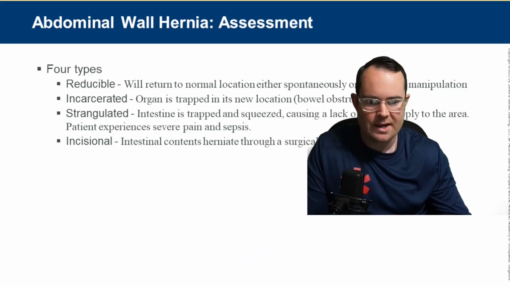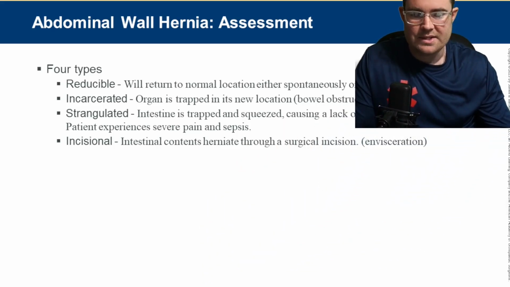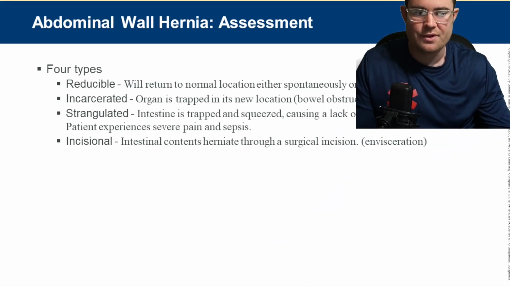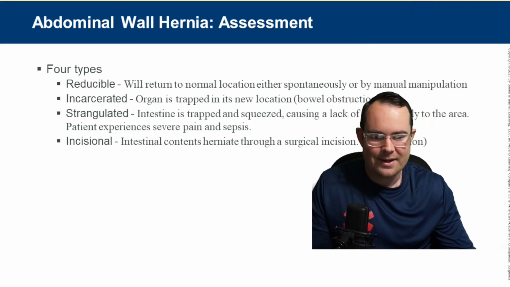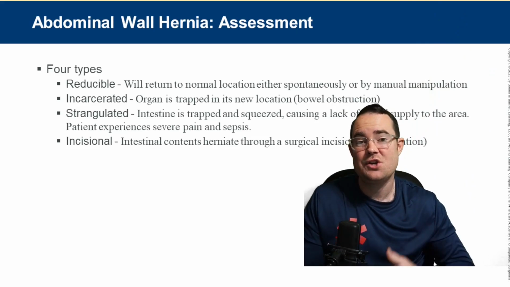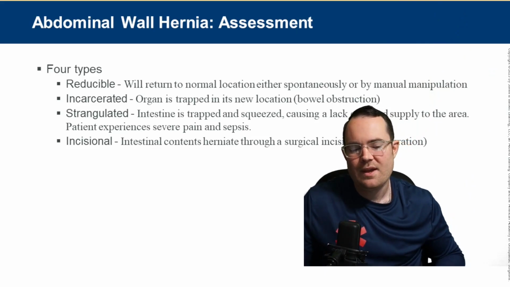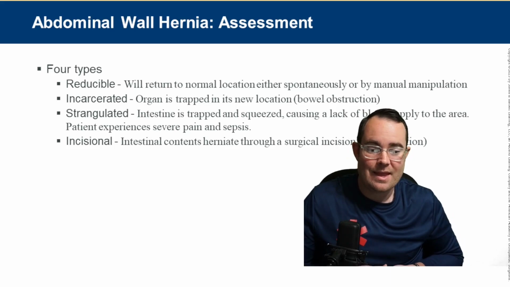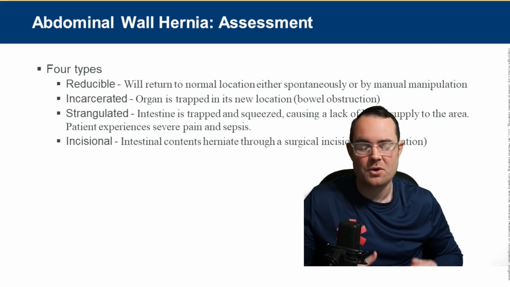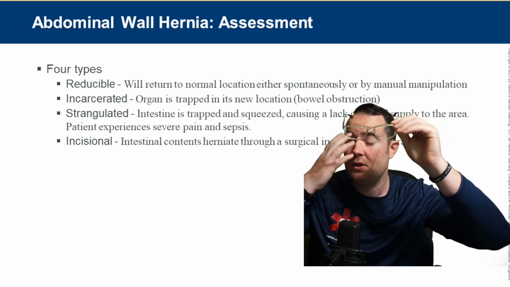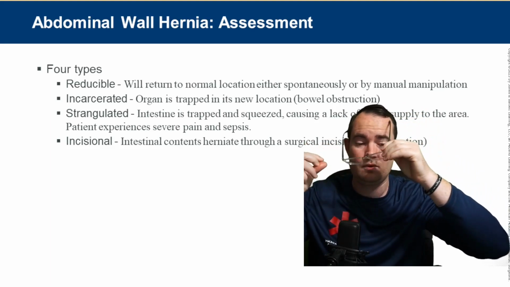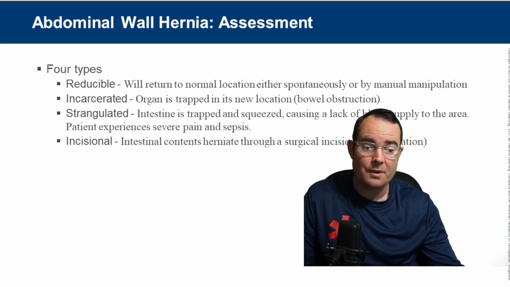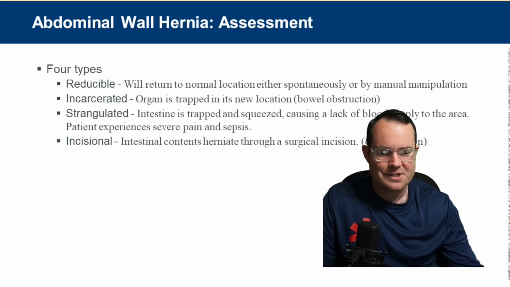Last one here. Let me get my big head out of the way. Incisional hernia. Intestinal contents herniate through the surgical incision. Wow. Okay, so it's actually saying that there's an incision to the abdominal wall, and actually intestines are coming out of the abdominal wall, known as an evisceration. This can occur with, I would imagine, some pretty severe hernias.